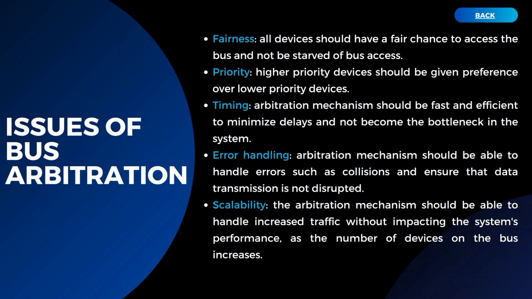Timing. The arbitration mechanism should be fast and efficient to minimize delays and not become the bottleneck in the system. Error handling. The arbitration mechanism should be able to handle errors such as collisions where two devices attempt to access the bus at the same time. In such cases, the arbitration mechanism should resolve that conflict and ensure that data transmission is not disrupted. Scalability. The arbitration mechanism should be able to handle increased traffic without impacting the system's performance as the number of devices on the bus increases.